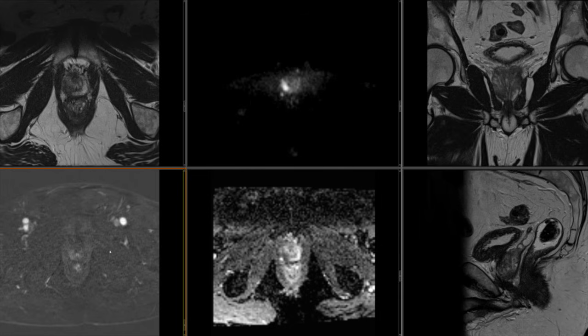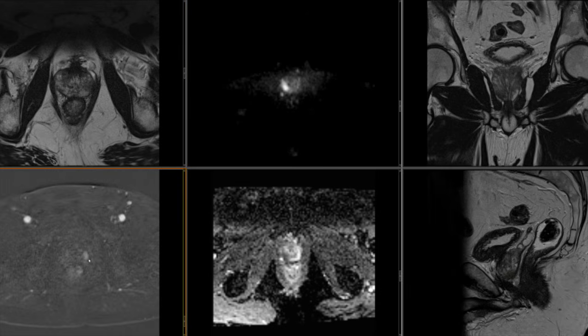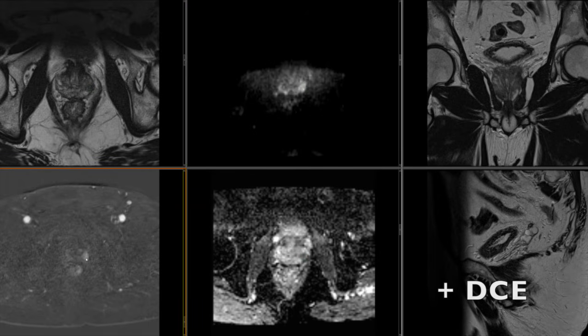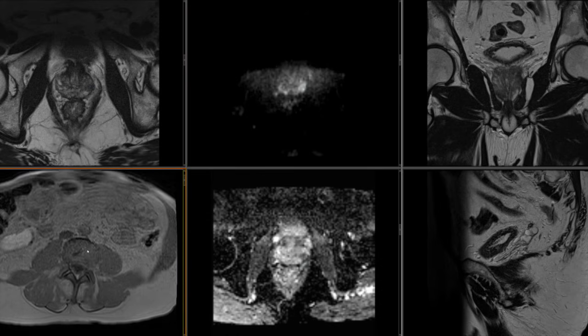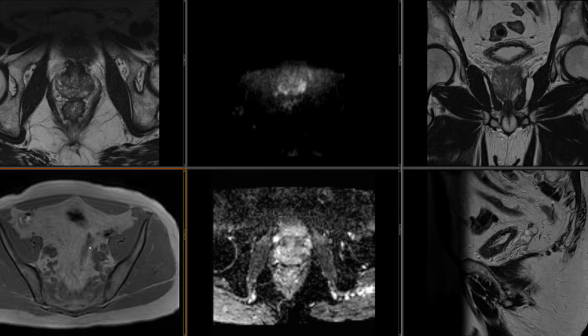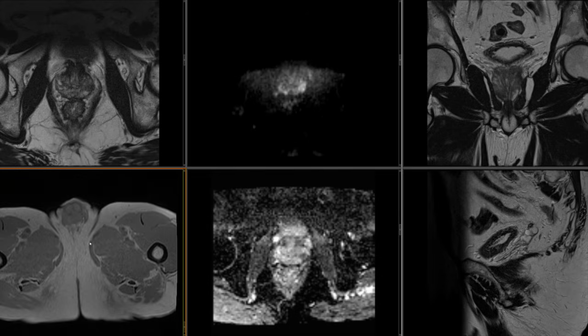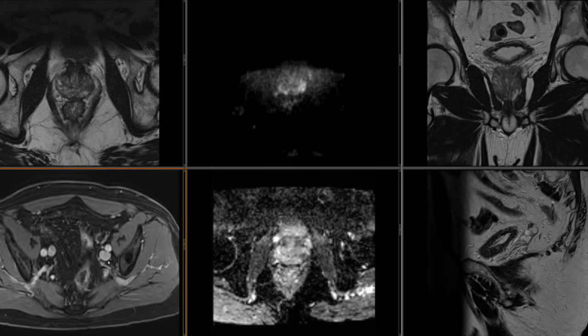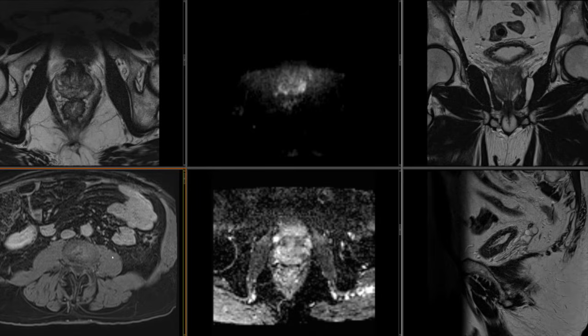I'd also look at the dynamic post-contrast images here, and you'll notice that both the lesion at the right apex, as shown here, as well as at the left base in the peripheral zone, as shown here, demonstrate a positive score on the DCE images. Of course, you also want to look at the bones for any suspicious lesions, as well as the post-contrast images with a wider field of view to look for abnormal nodes.